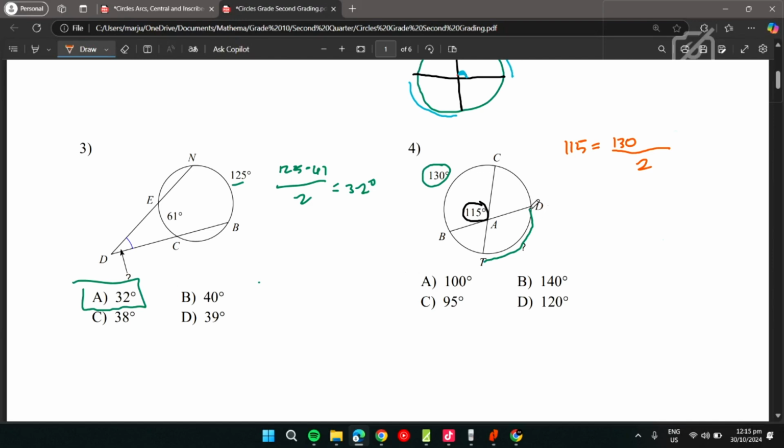So, 130. Anong measurement ng arc nito? We don't know that, right? So, that is DT. Arc DT. Yan yung hinahanap sa atin. And then, I'll just cross multiply. 115 times 2. That's 230. And this is equal to 130 plus DT, yung arc. And then, how do I solve for DT? So, 230 minus 130, that's 100, equals arc DT. So, ito na yung measurement ko of that arc, 100. And that is my answer. Okay, klaro ba? Carl?